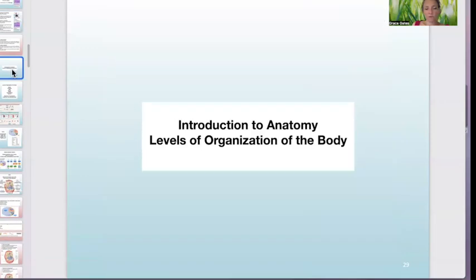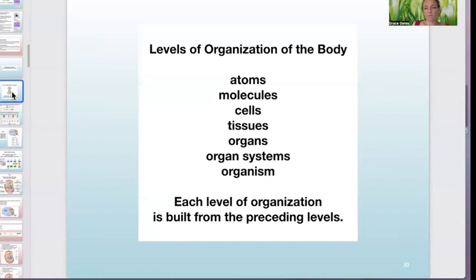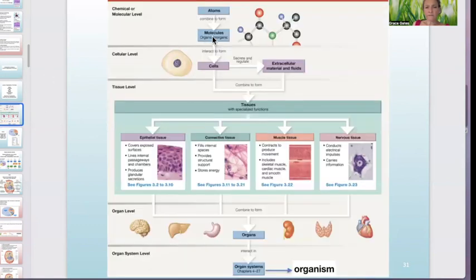Okay, so introduction to anatomy, levels of organization of the body. The levels of organization of the body are atoms, molecules, cells, tissues, organs, organ systems, and finally the organism. Each level of organization is built from the preceding levels. You may have learned this in basic biology. And here's a nice picture from Martini's.